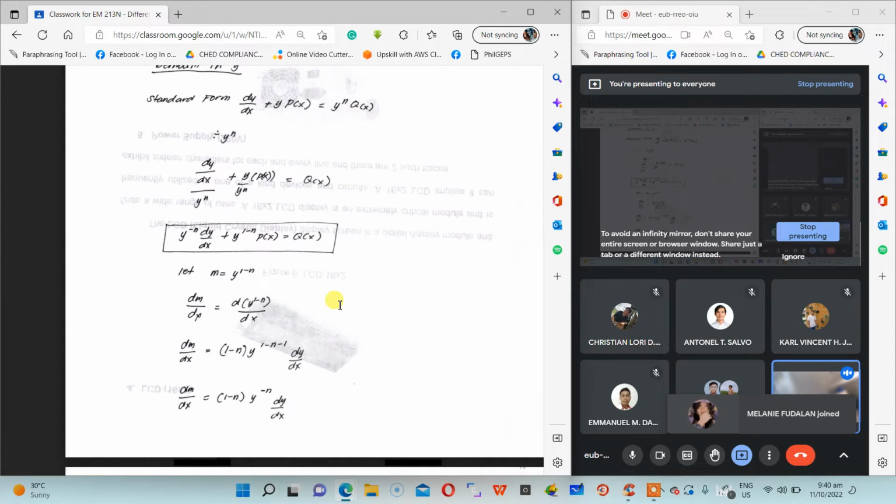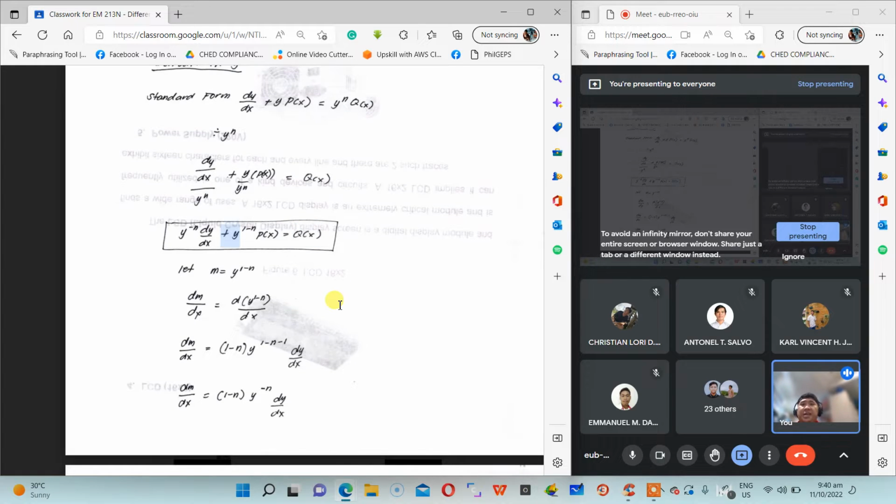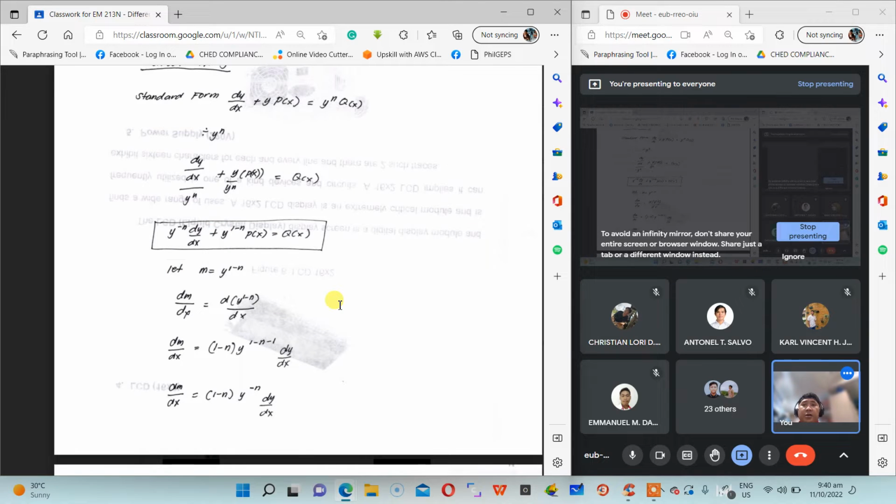After this, the next method is that the one beside your p of x, the y raised to the power of n, should be equated to your m or any variable that you want. Most books use u or m. Okay, I use m so that it will not be confused with u substitution. In other books I have read, they use v, but mostly u and m are used. So we could use m equals this one.